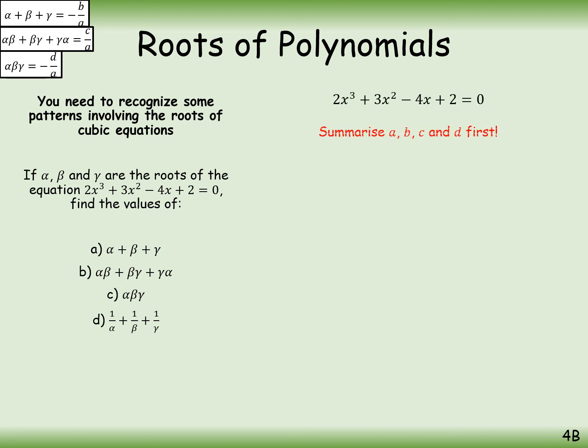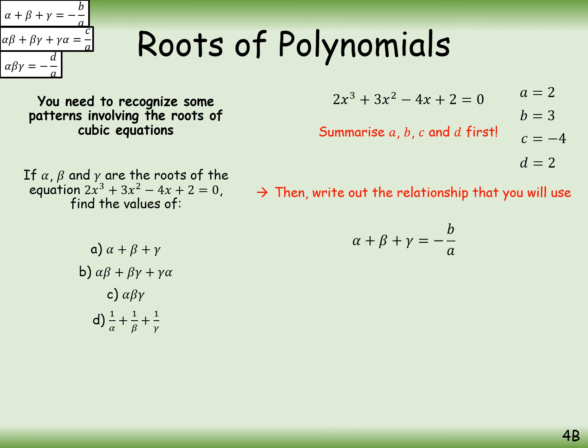So here's our cubic. We're going to summarize a, b, c, and d first. So a is 2, b is 3, c is minus 4, d equal to 2. Then write out the relationship that you will use. So alpha plus beta plus gamma is minus b over a. And my advice is every time you use this, write it down. The more you write down the general rule, will help you remember. So if we substitute in a and b, we see the sum of all three roots equal to minus 3 over 2.